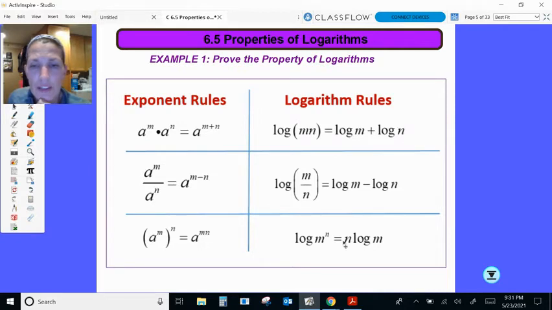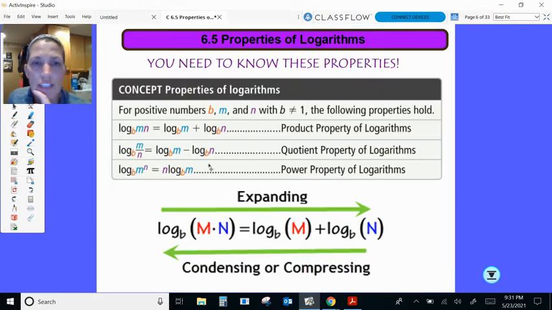Okay, so that's how I end up multiplying it, n times log of n. Okay, so those are my logarithm rules. All right, so you need to know these. If I go this way over here, log base b of m times n equals log base b of m plus log base b of n.